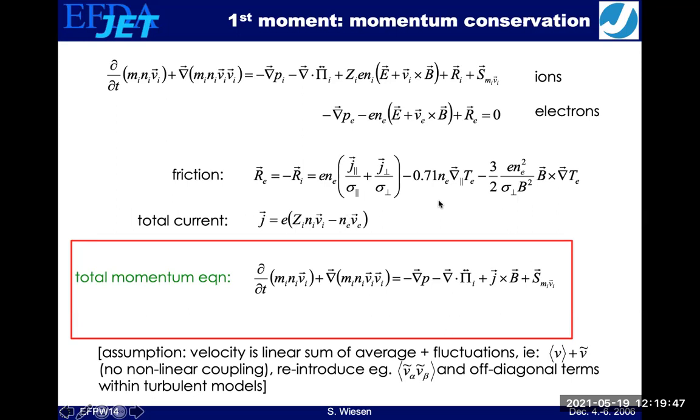And then the friction is, of course, important. Electrons and ions will have friction. And here the parallel and the perpendicular plasma current come in with a parallel and perpendicular electrical conductivity of the plasma. Because of the magnetic field, the conductivity can be different in the two directions.